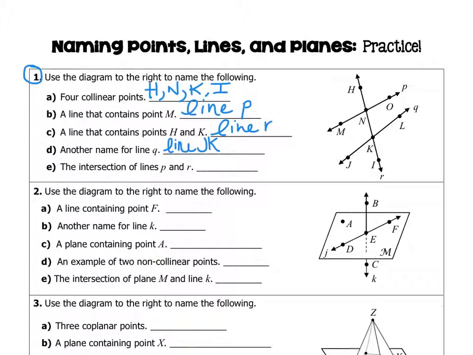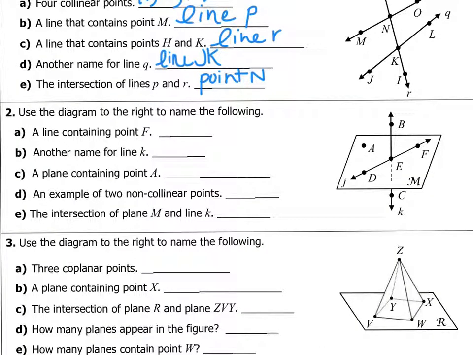And for E, I'm looking at the intersection of lines P and R. So if I look for line P and I look for line R, they intersect at point N. For question number 2, we're going to use a diagram to the right. So for 2A, I'm looking for a line containing point F. So if I look for point F, I see point F is right over here. So the line that contains point F would be referred to as line J.